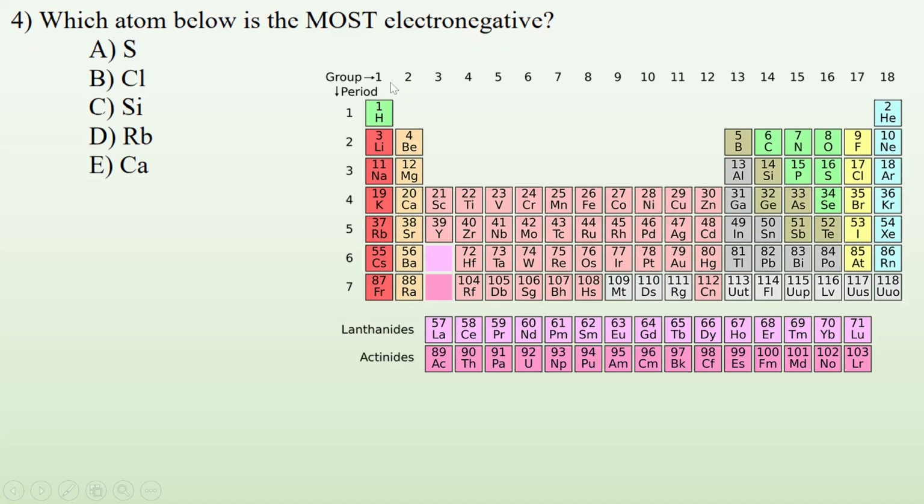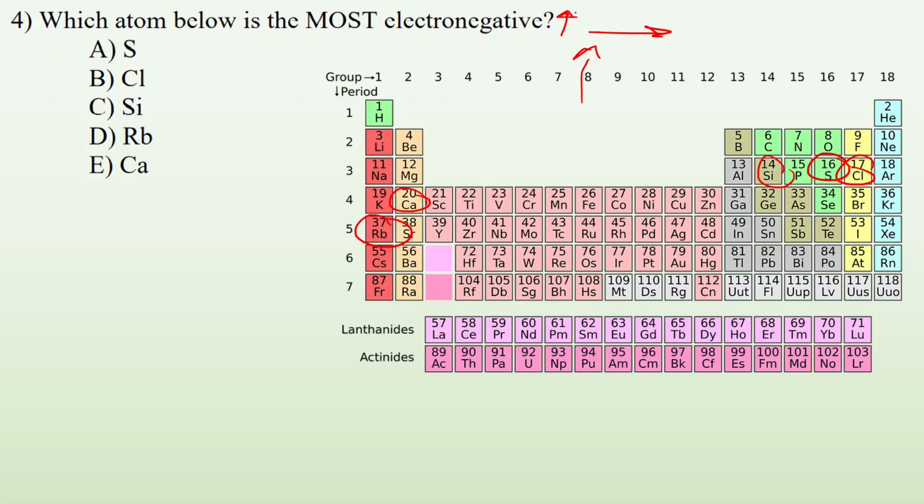4, which atom below is most electronegative? So here's the trend for electronegativity. It increases as you go left to right, as well as bottom to top on the periodic table. So let's see which elements we're working with. We got sulfur, we got chlorine, we got Si, we got Rb, and we got Ca.